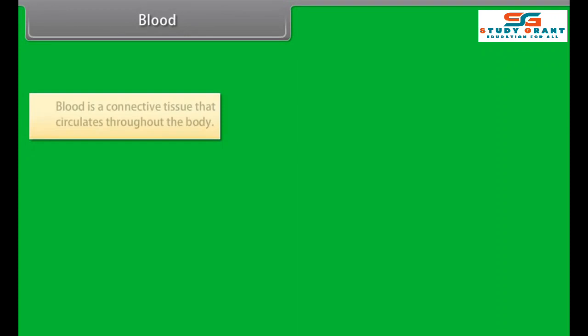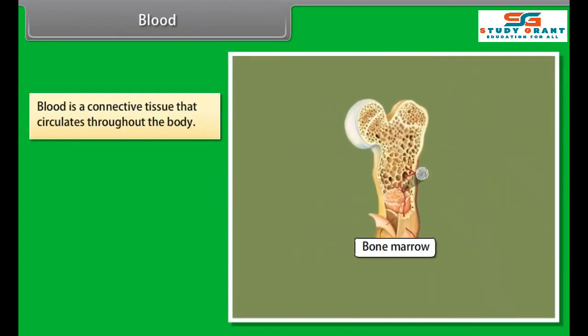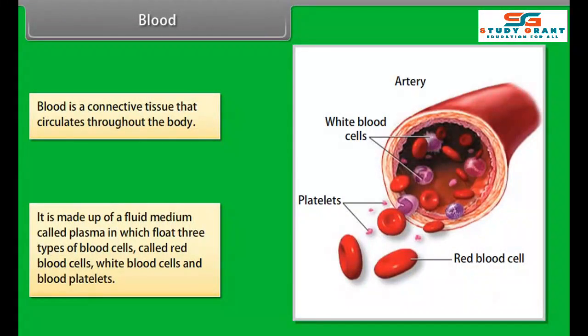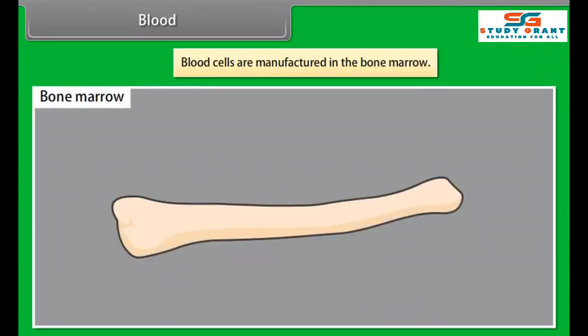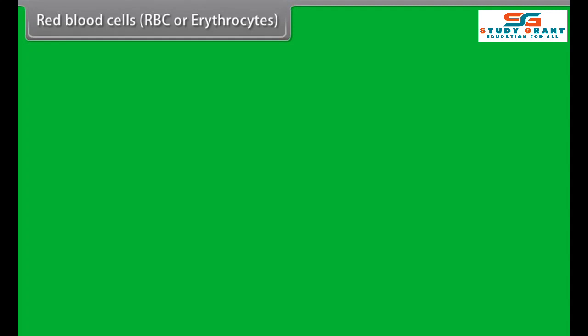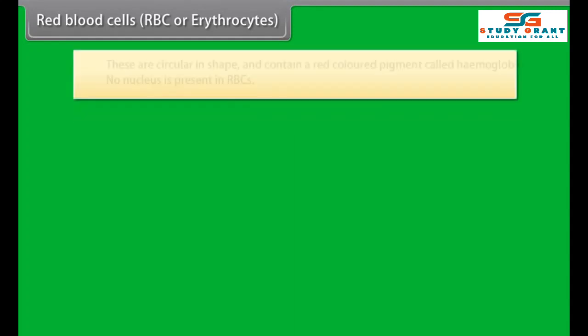Blood. Blood is a connective tissue that circulates throughout the body. It is made up of a fluid medium called plasma, in which float 3 types of blood cells called red blood cells, white blood cells, and blood platelets. Blood cells are manufactured in the bone marrow. Red blood cells, RBC, or erythrocytes.